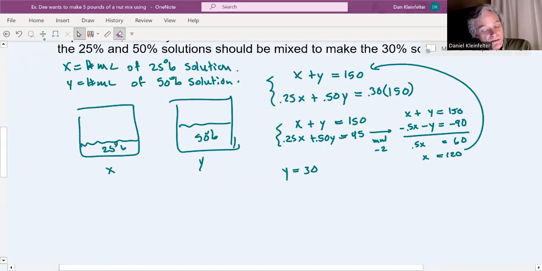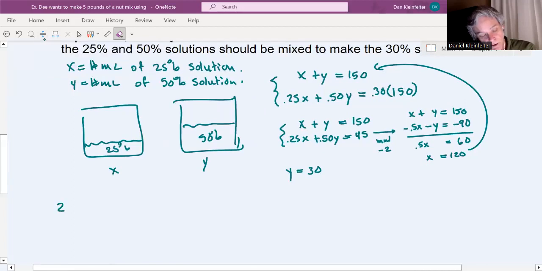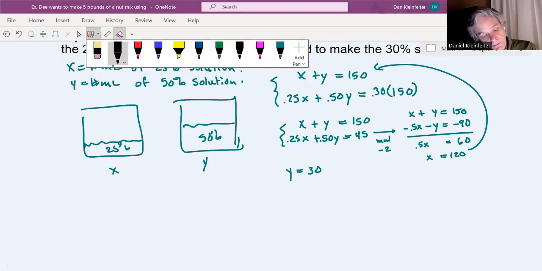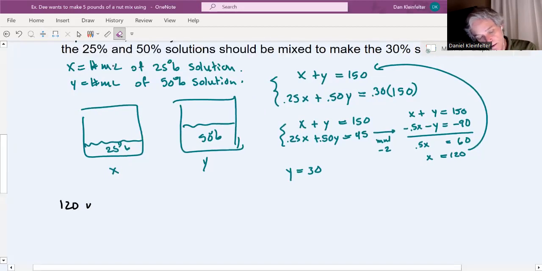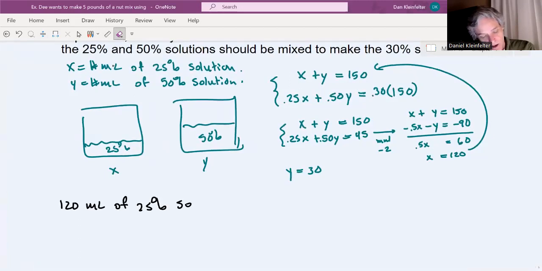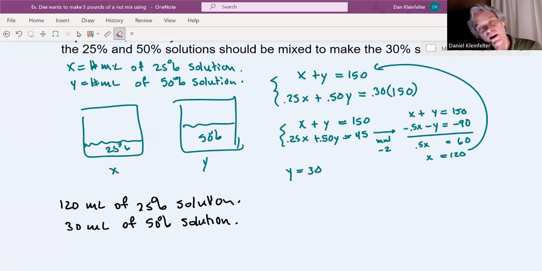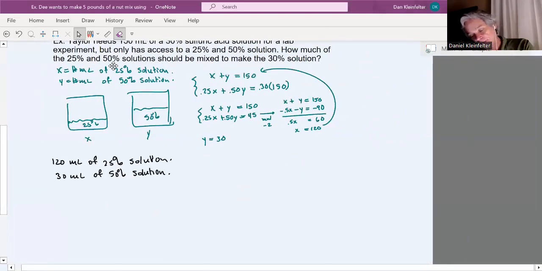Okay, the x was the 25% solution, so we'll be using 25% solution. Write that in the other order, that will be nicer. So we'll have 120 milliliters of 25% solution. That was our x. And then 30 milliliters of the 50% solution. Okay, and that takes us to the end of that.